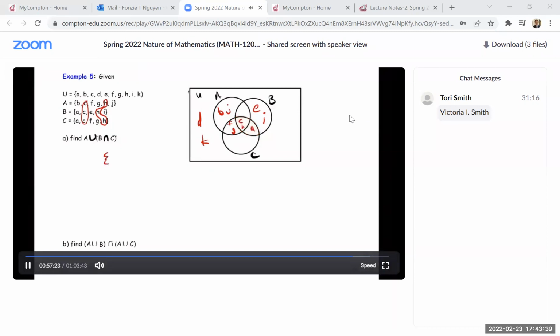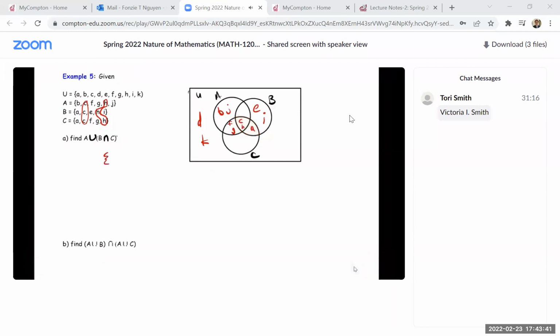So that's gonna be D, K, B, J, F, G, E, I, right? Everything except this. Yes. All right, now we have to do that with the union of A. A is B, J, F, G. I can't see the other letter because you've got it crossed out still.